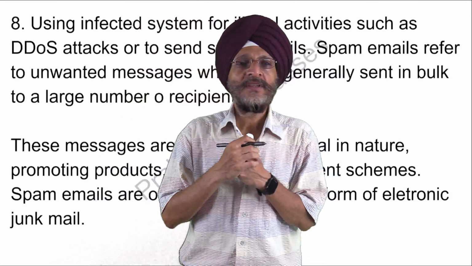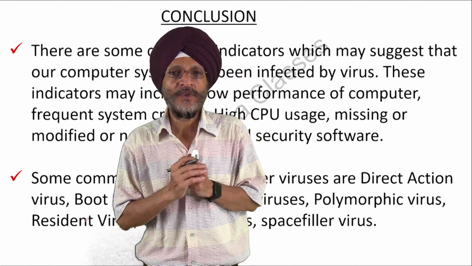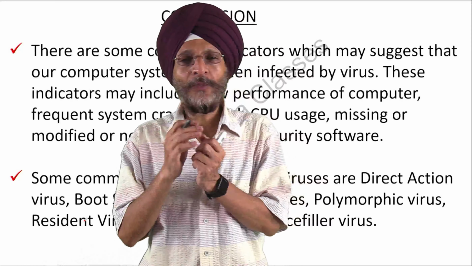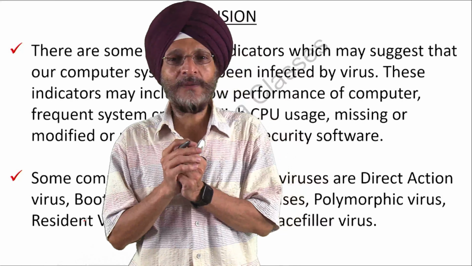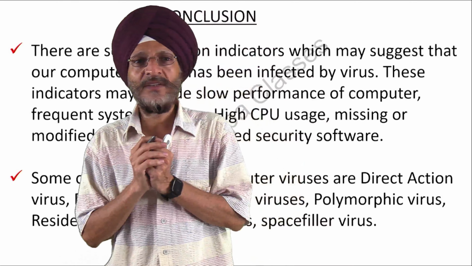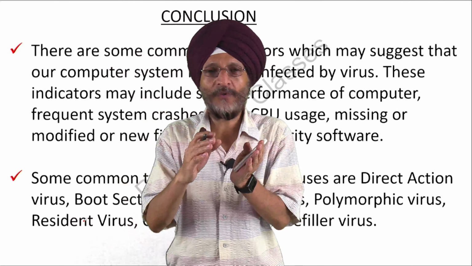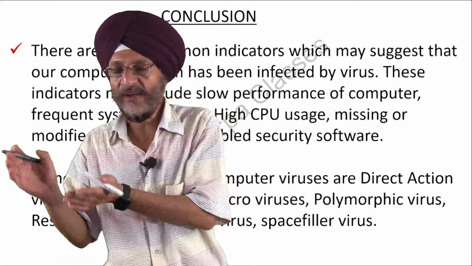Now we would like to conclude this course. There are some common indicators of computer viruses which will suggest that our computer has been infected by a virus. These indicators may include that our computer system is giving slow performance, or is frequently crashing, or there is high CPU usage, or files are missing on our computer system, or new files or some modified files are appearing, or our security software has been disabled while we have not done it.